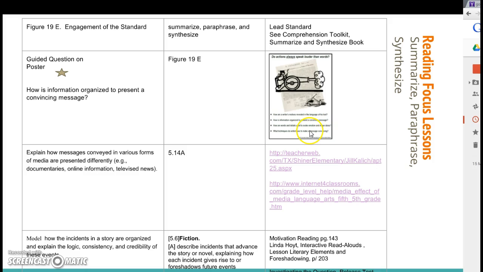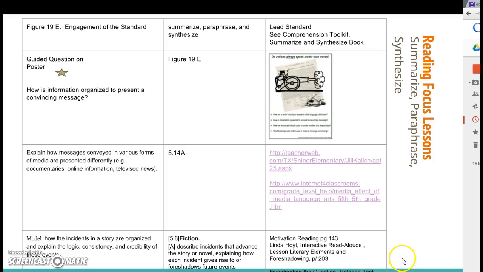Also, one of your first focus lessons is going back and looking at the grade level poster. How is information organized to present a convincing message? Next, let's talk about media literacy, about how messages are conveyed in media. I've given you 2 different websites that I feel might be helpful in leading you to some resources to teach that.